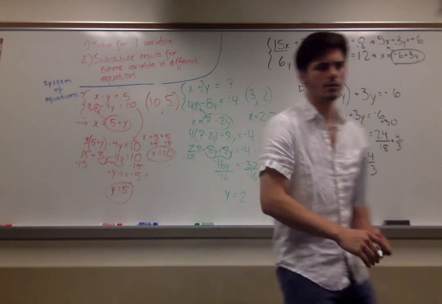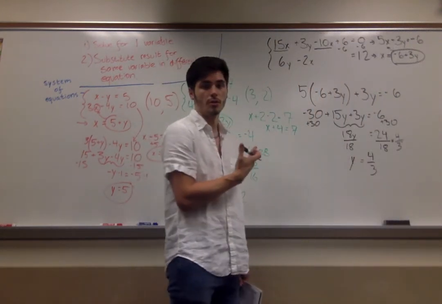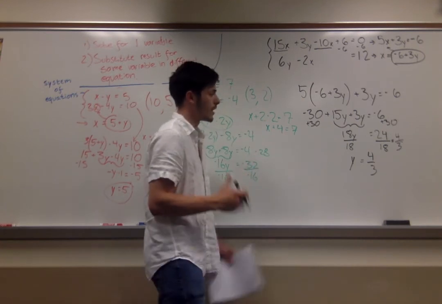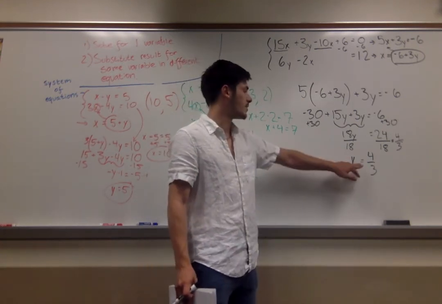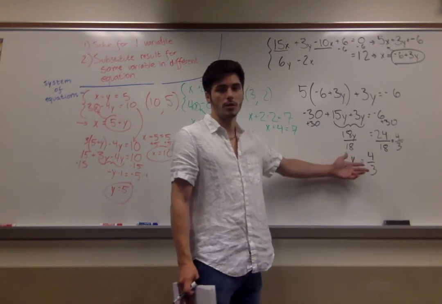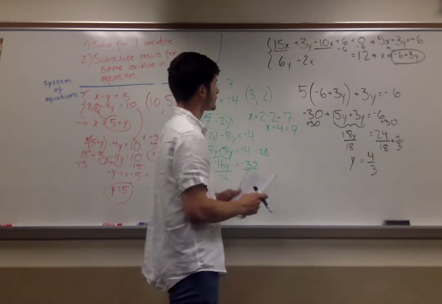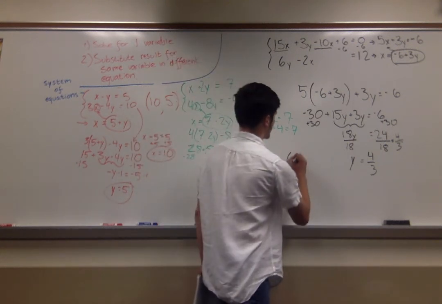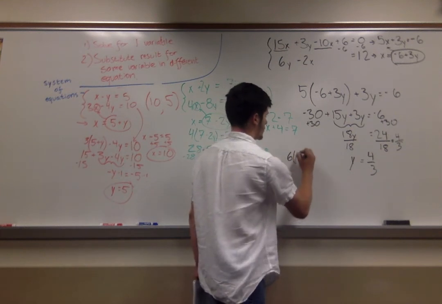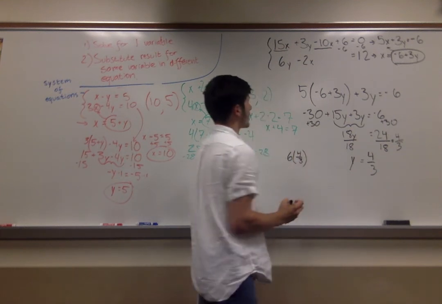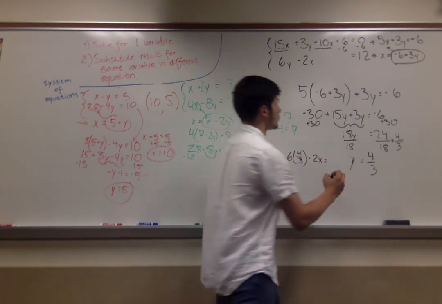So that's what we'll do, actually. Let's plug it into the bottom equation. But either way, since they're both true, and we already know that one of the parts of the answer is this, all we have to do is find the other part of the answer with this. It's like the key, you know. Once we have the key, all we have to do is unlock the door. So we can do 6 times y, which is 4/3, minus 2x equals 12.